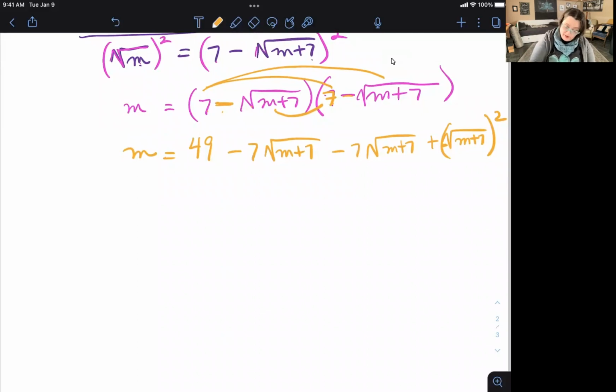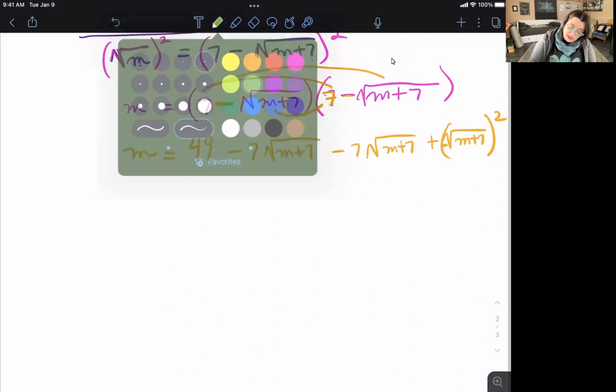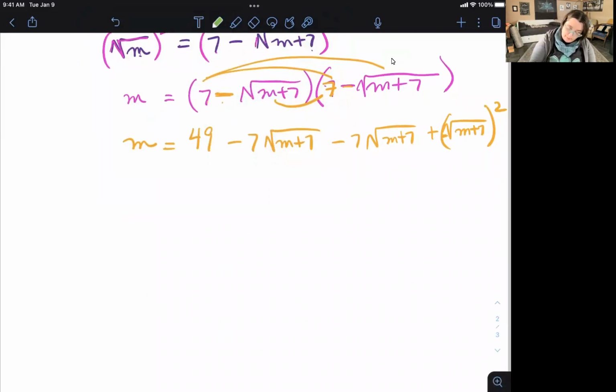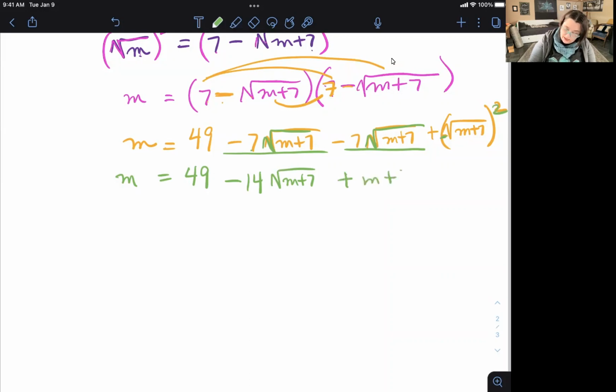What we can do is simplify from here, and then we're going to need to actually isolate the radical in order to square again. So from here, we have m equals 49. Now these are alike, and that's because this radical expression here is exactly the same. So if you have -7 of these and another -7 of these, you have -14 radical m plus 7. And then in the end, the negative times the negative squared is going to be a positive m plus 7. The square root went away there because you squared it.